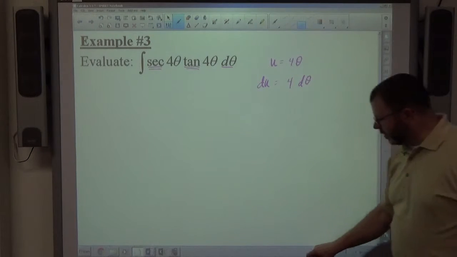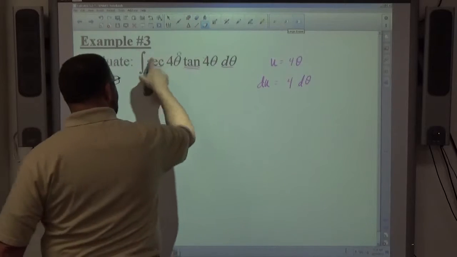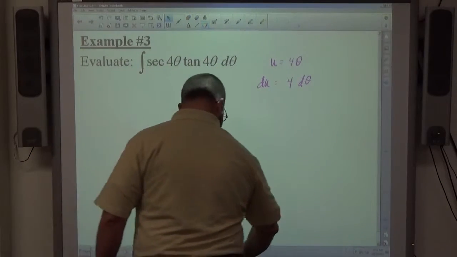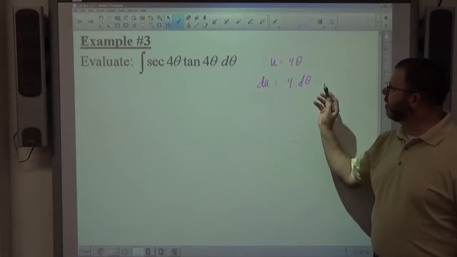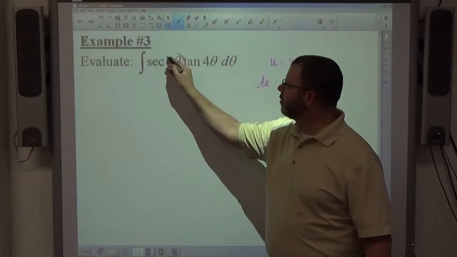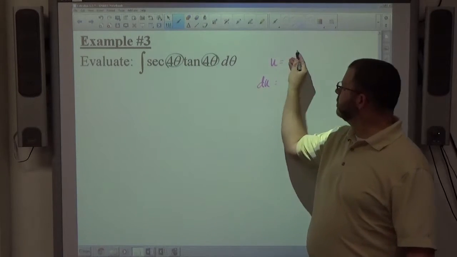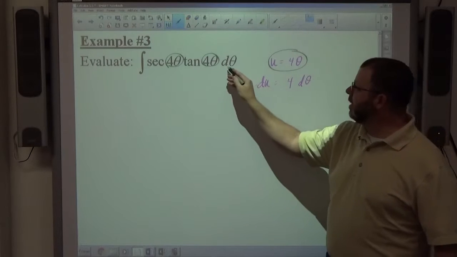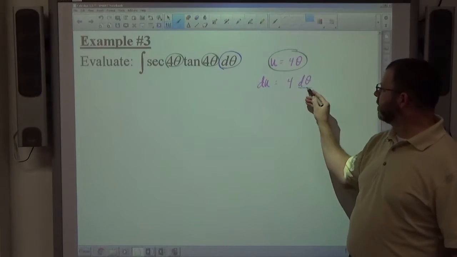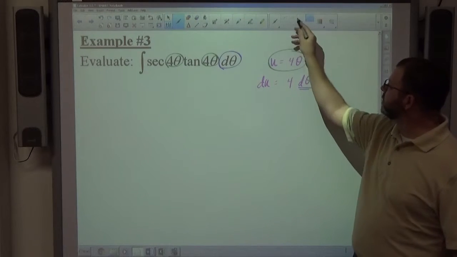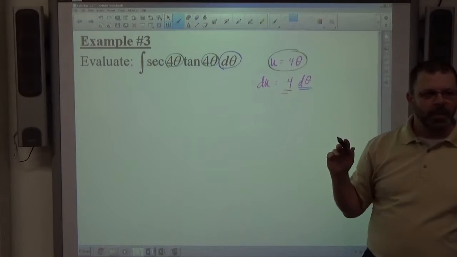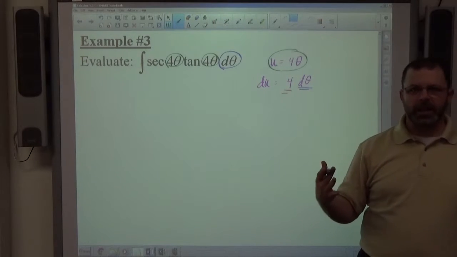And if we start comparing what we have and what we have over there, you'll see that 4 theta is in these problems. So each of these 4 thetas can be changed to u's. We have a d theta, which is right here. We have a 4 that's missing, right? There's no 4 there. So that's a concern. We need that 4 there.